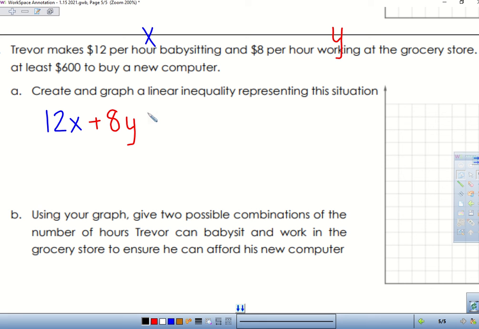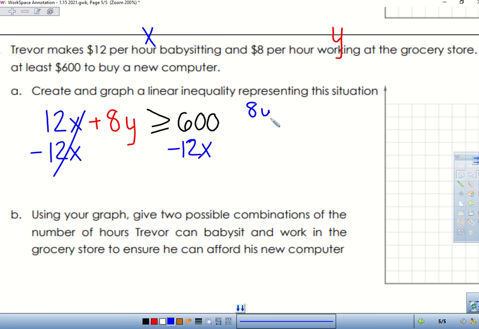Now, this amount has to be at least $600. So it has to be greater than or equal to 600, because in this case, you're not going to be mad if you make more money, right? So from here, you're going to solve this for y. Subtract 12x on both sides. That gives me 8y is greater than or equal to negative 12x plus 600. We divide both sides by 8.